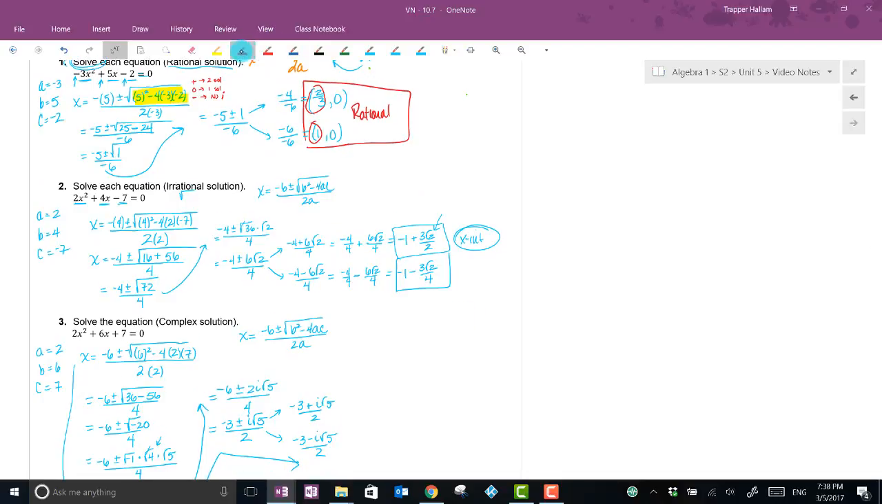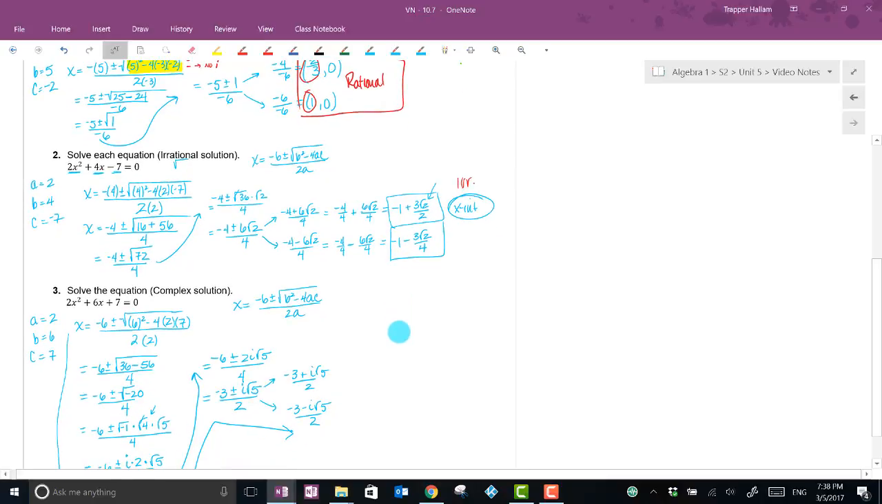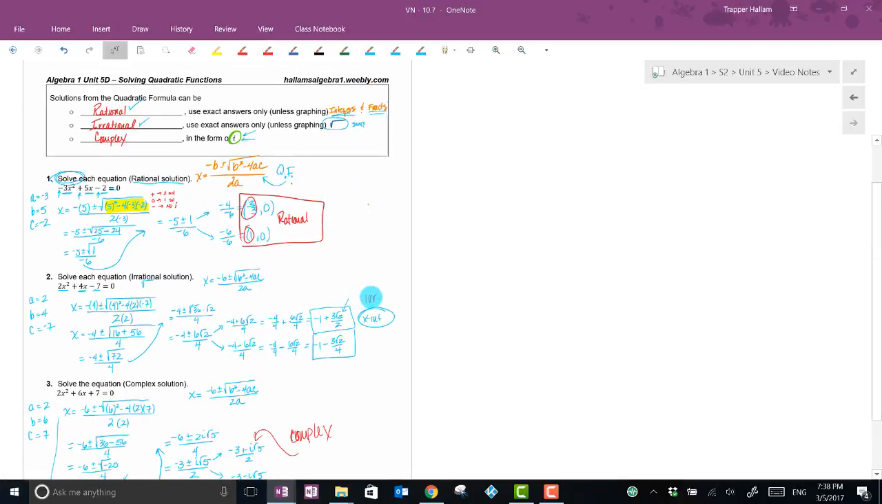So there are three types of answers: rational, integers and ratios. And then we're going to get an irrational, which has got a square root in it, and we're going to get imaginary or complex. Actually, we should probably call this complex, which has an i in it. Okay, that's the three. You just learned how to use the quadratic formula and how to plug all the stuff in.